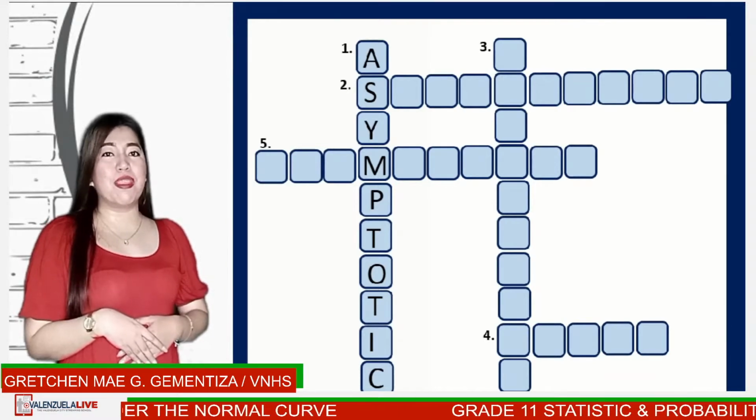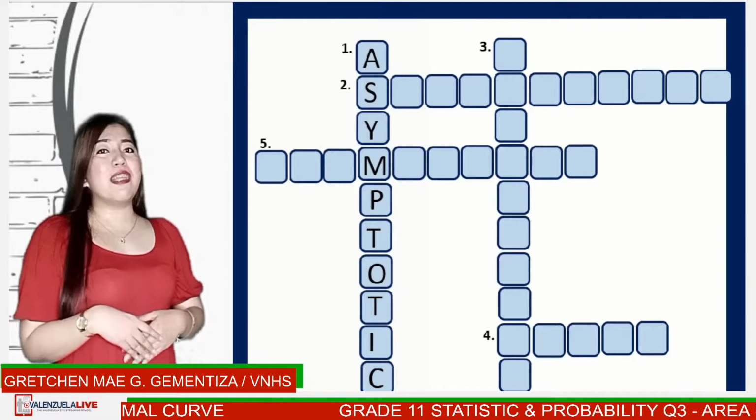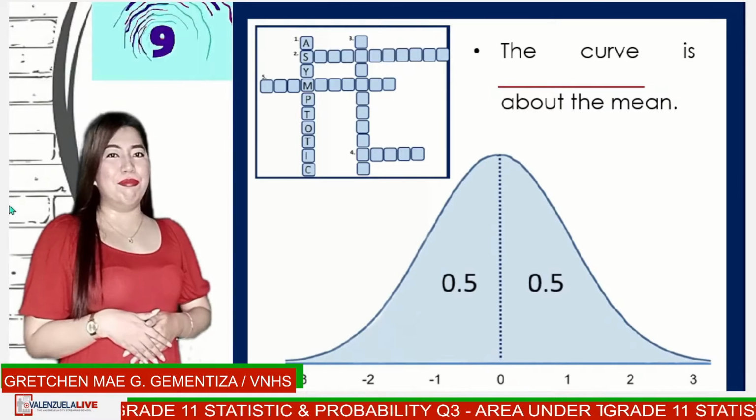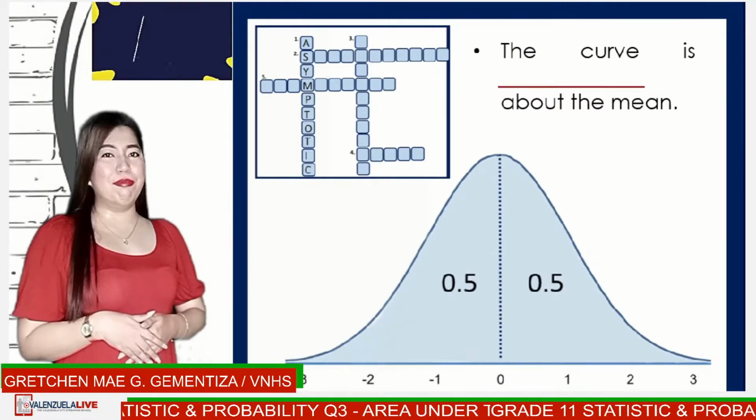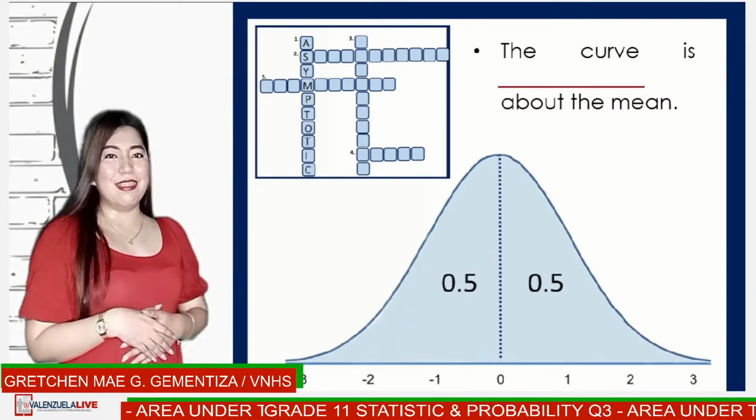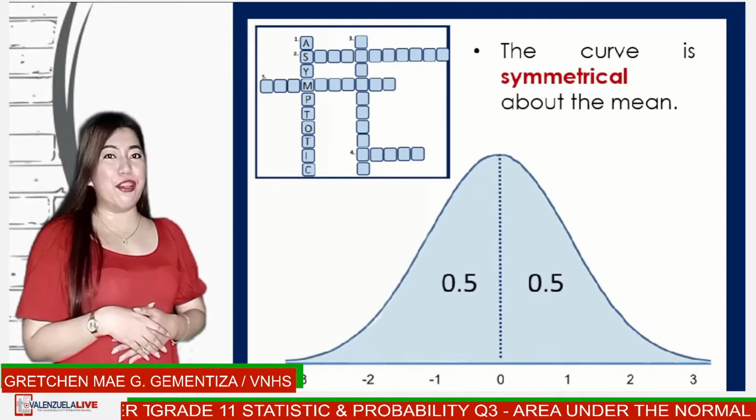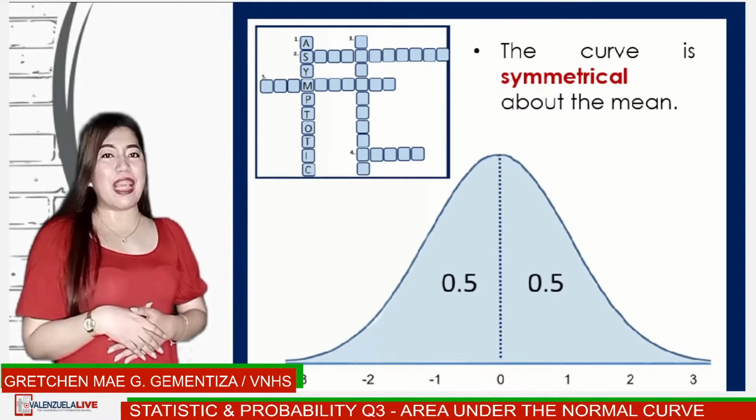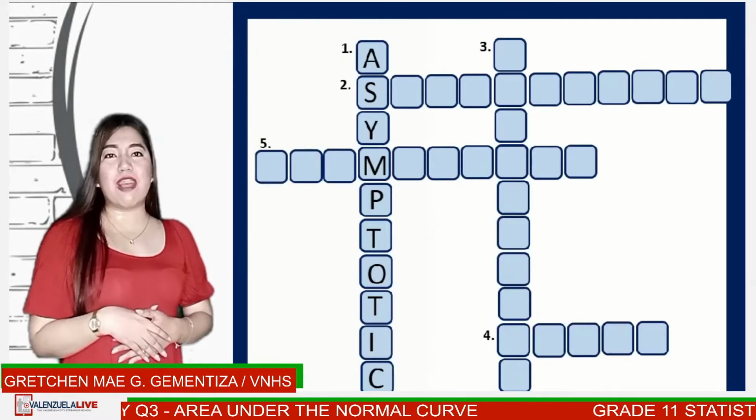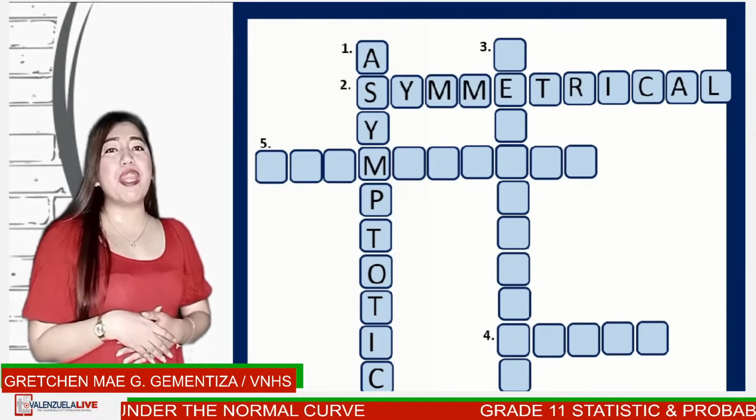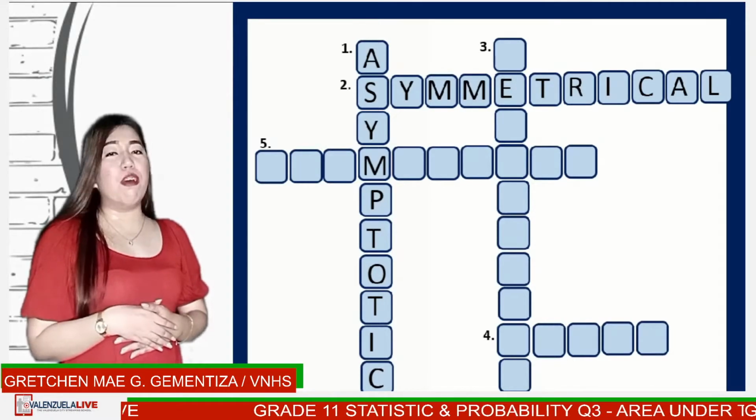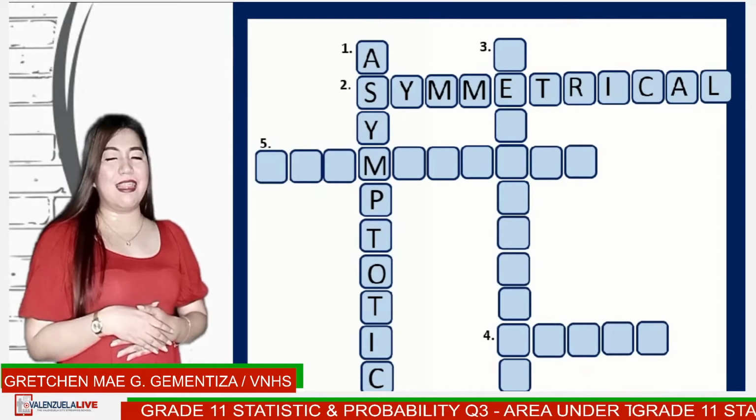Picture number 2. Picture number 2 is an 11-letter word. Your timer starts now. The word is symmetrical. The curve is symmetrical about the mean. The right side of the center is a mirror image of the left side. Thus, if the total area of the curve is 1 or 100%, then both left and right side has an area of 0.50 or 50%.